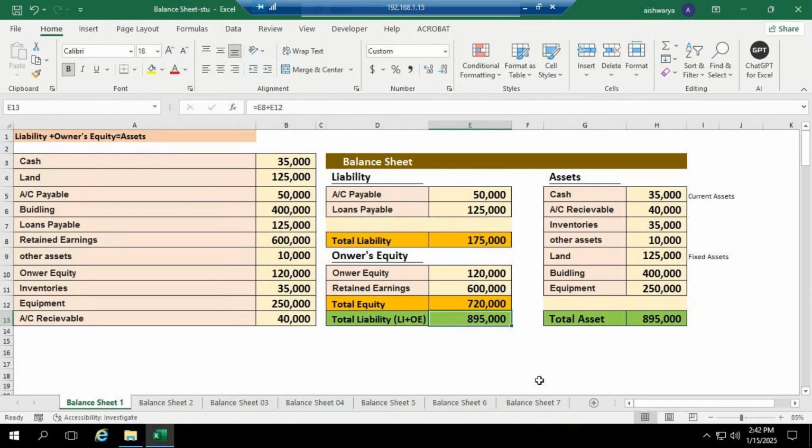How to prepare a balance sheet? This is just a simple balance sheet that we have prepared now. After that we are going to see some more adjustments regarding the liabilities and the assets also, and the exercises will go on.